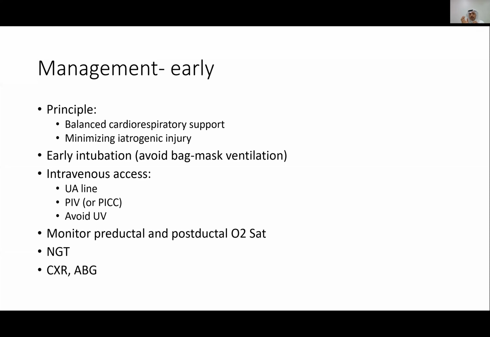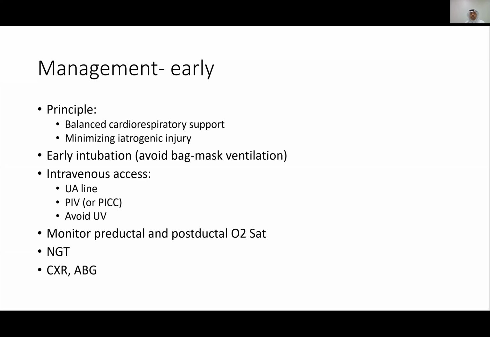The UVC usually goes to the left side. And there's also chances where you injure the vein or you get intraperitoneal injections of fluids. So avoid UV lines. You can use a UA line if you need it, but most importantly, get a PICC line because that's what you need for those babies.